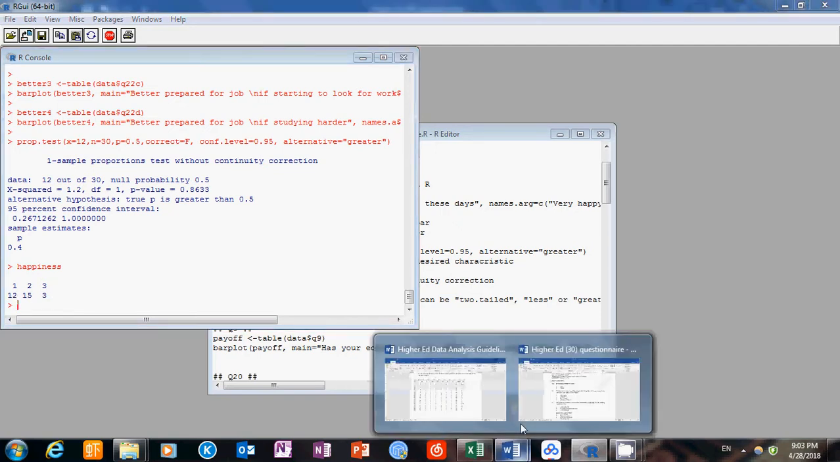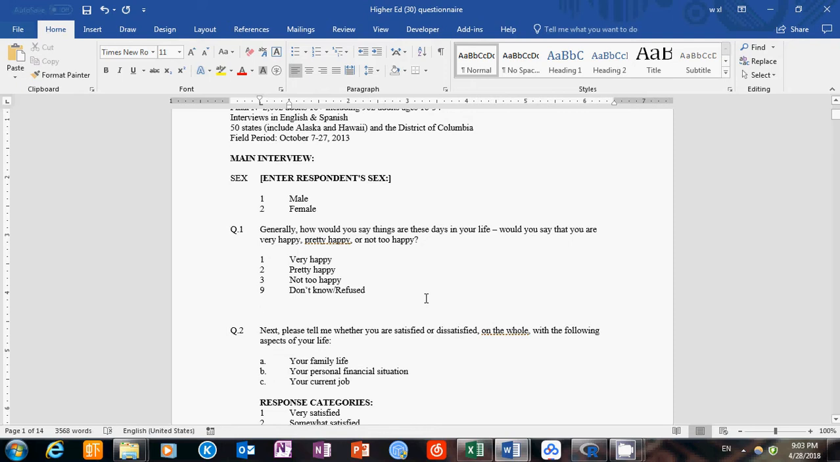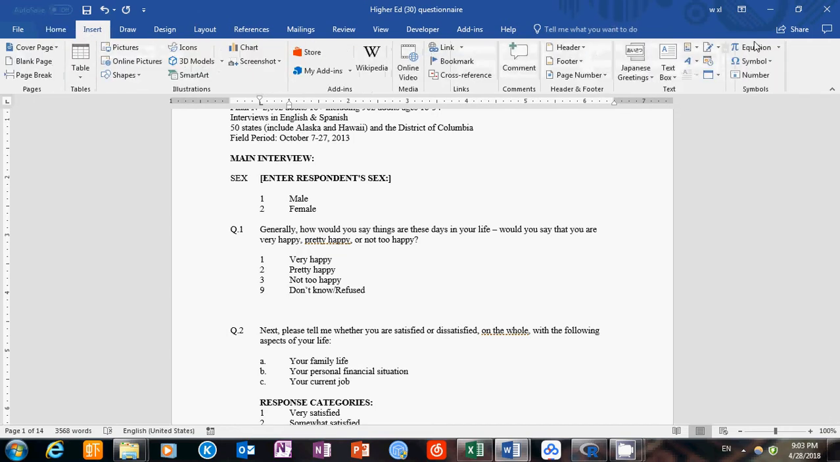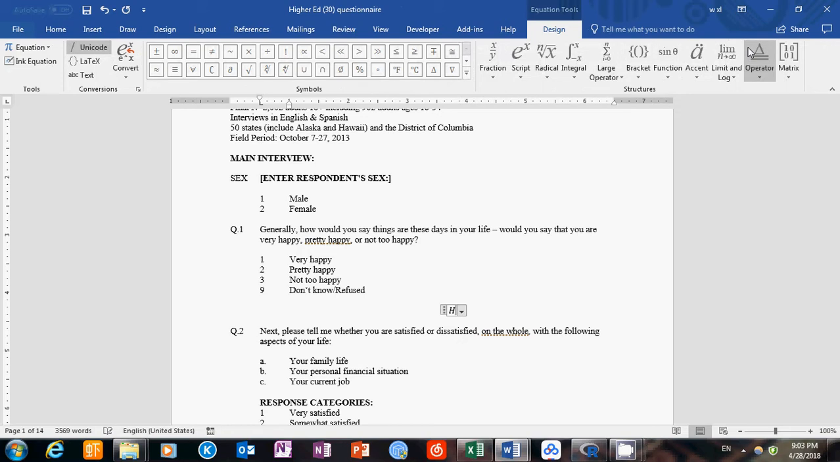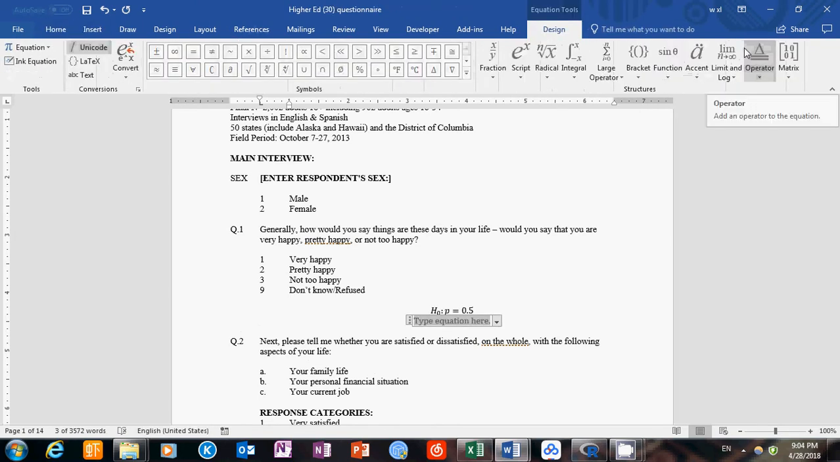So here, one hypothesis we can test is whether the proportion of people who are very happy is less than 50% or not. So we have the null hypothesis, which is P is 0.5. So that means we're setting the null hypothesis as equal to 50%. And then the alternate hypothesis is that the proportion who choose very happy is less than 50%. So less than 0.5. So that will be the alternative hypothesis. So P is less than 0.5.